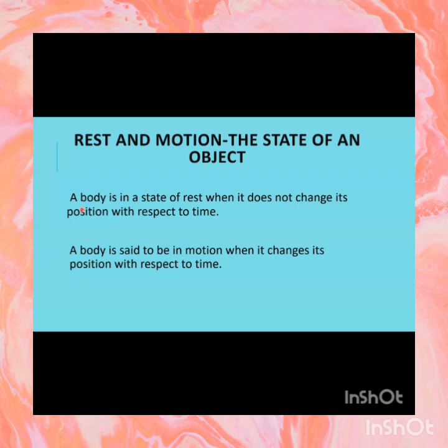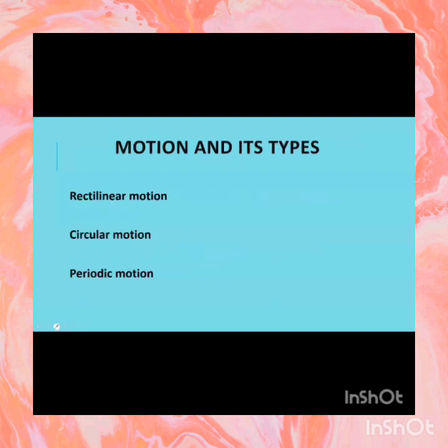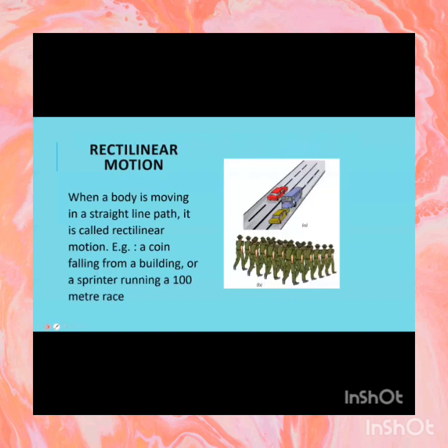So a body is in a state of rest when it does not change its position with respect to time. And a body is said to be in motion when it changes its position with respect to time. There are mainly three types of motions, that is rectilinear motion, circular motion, and periodic motion. Let us discuss one by one.